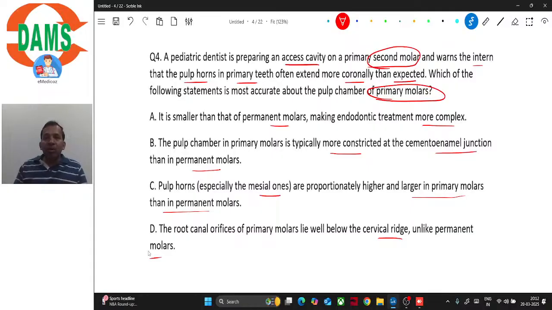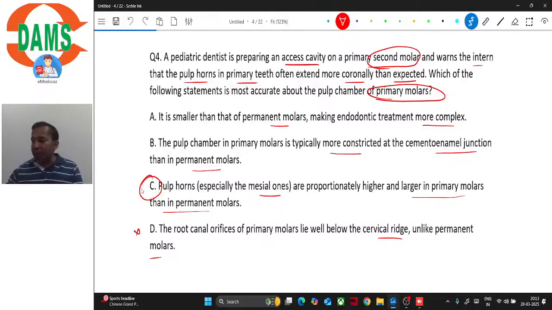So beneath the cervical ridge, obviously that will be too deep, whereas the pulp chambers of primaries, they are short, isn't it, as compared to the permanent. So obviously their canal orifices, they are higher as compared to the permanent. So obviously option D is incorrect. So which of these is correct? Option C, isn't it? Since the enamel and the dentine thickness is very less in primary as compared to the permanent, so the pulp chambers are relatively larger in primary as compared to the permanent, isn't it?